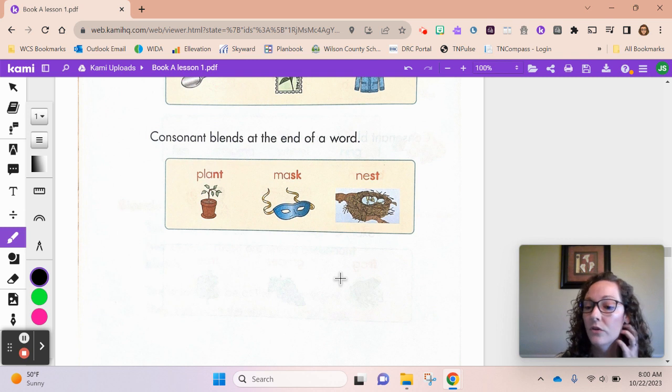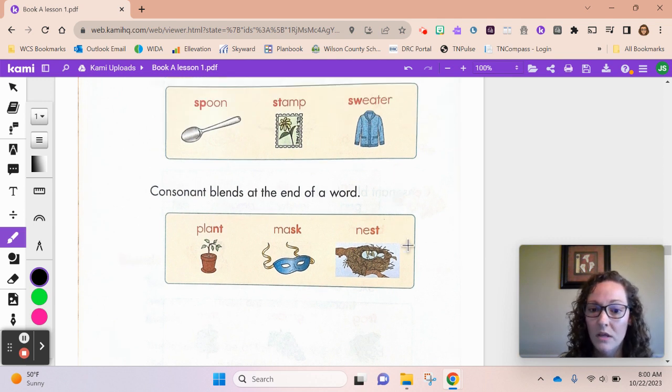Oh, we do have one other example. So consonant blends are usually at the beginning with all the ones that we just talked about, but you also have some that can be at the end of the word, such as nt, nt for plant. SK, which we saw in skunk a second ago, was at the beginning. Now it's at the end for mask. And then ST also was at the beginning of stamp. Now it is at the end for nest.